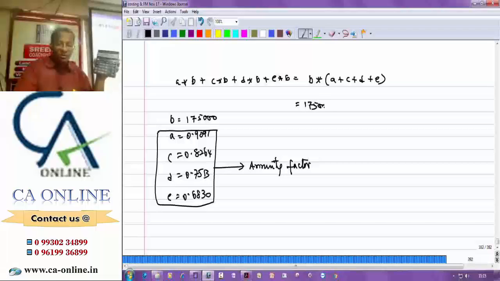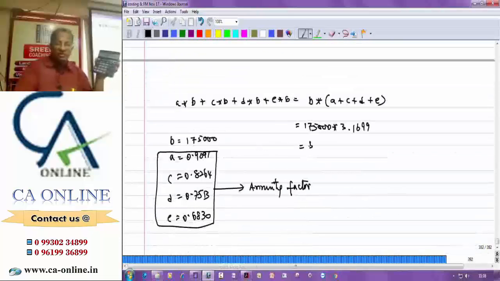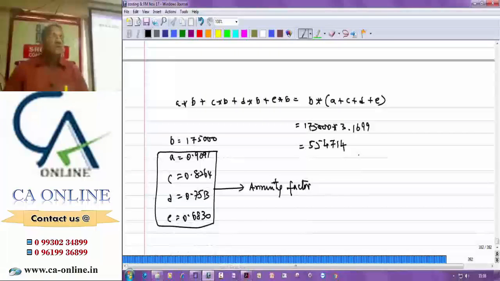1,75,000 into 3.1699. So, what is the value for this? The value for this will be 5,54,714. Therefore, cash flows which are uniform and for a particular term, you just call from now on annuities. What is that? Cash flows which are finite, being 1,75,000 for a fixed term, say 4 years, you call these annuities. Annuities are to be multiplied by annuity factors.